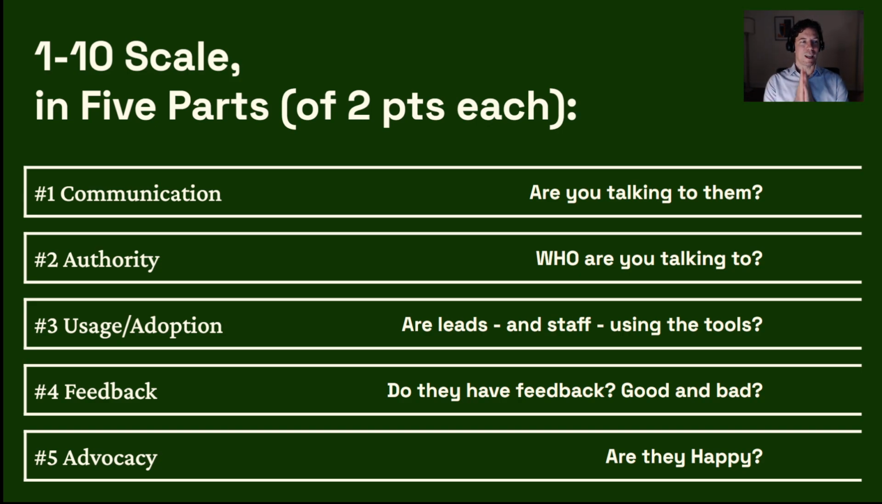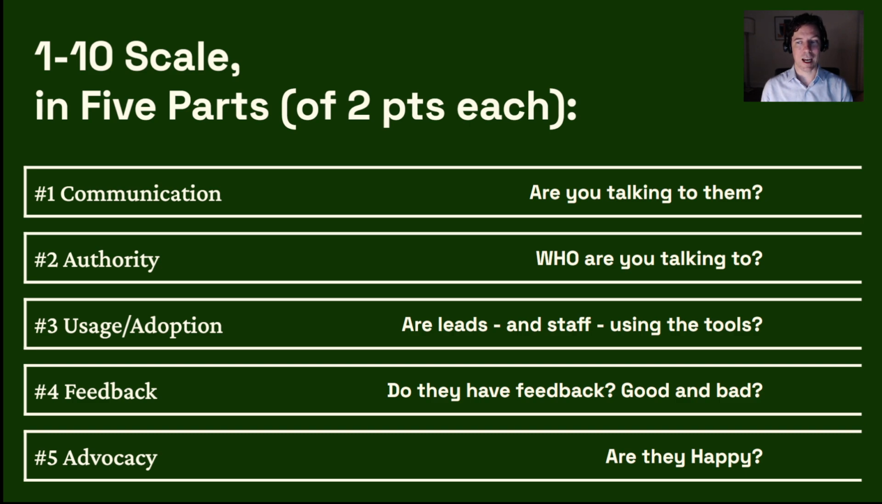So I've gone ahead, and these slides are not my best. I'll try to improve those. But on a 1 to 10 scale, 5 categories. Each point is from 0 to 2. So number 1 is communication. Are you talking to them? Number 2 is authority. Who are you talking to? Are you talking to the right people? Number 3 is their usage or adoption of the product.